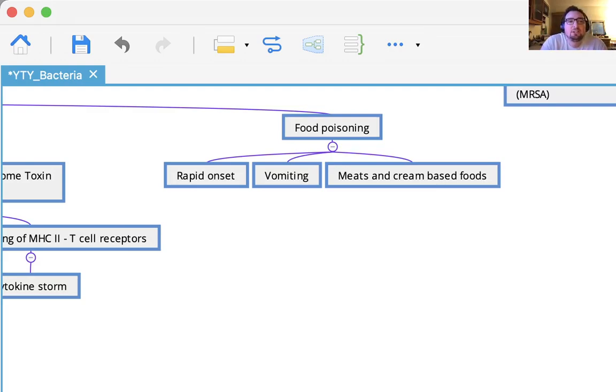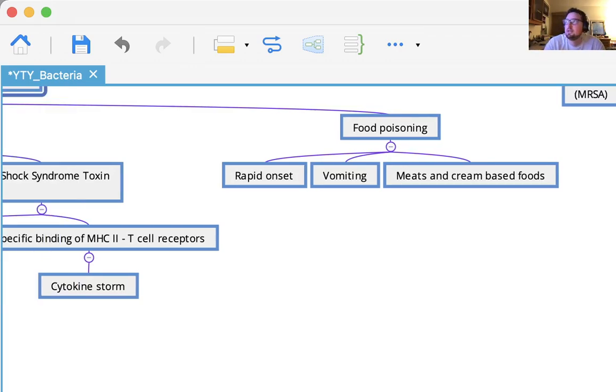Finally, the last toxin syndrome you're going to see is food poisoning. As we talked about, it's those enterotoxins. It's going to create rapid onset, and think hours. Like, someone goes to a picnic, they eat the reheated food, and they are vomiting within hours. Vomiting is key here, and think of meats and cream-based foods, and also sauerkraut for some reason. Every test likes to include sauerkraut for Staph aureus. I don't know why.